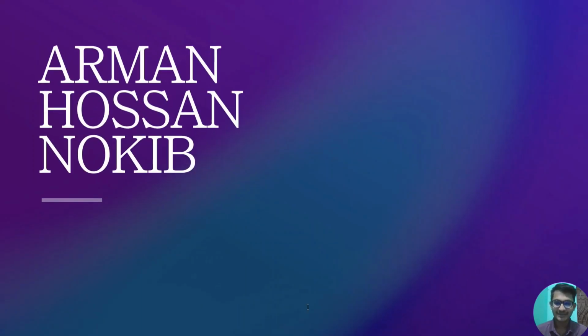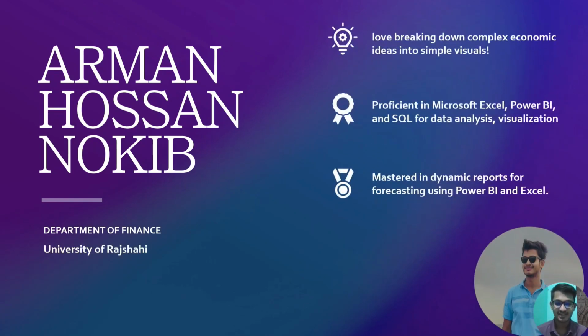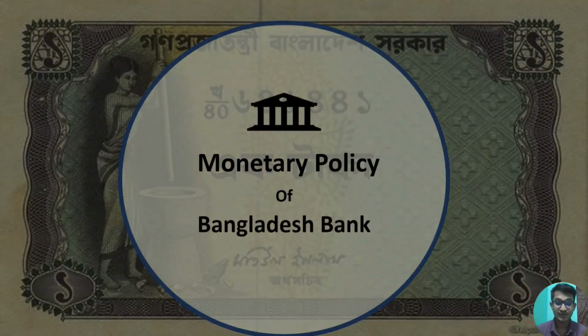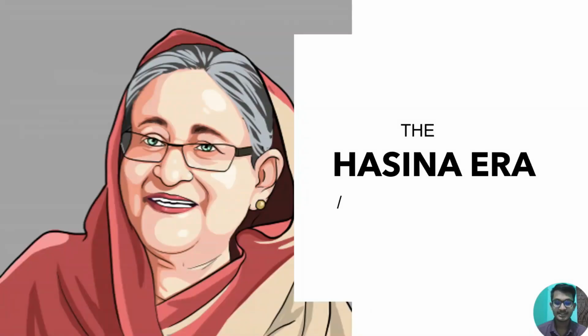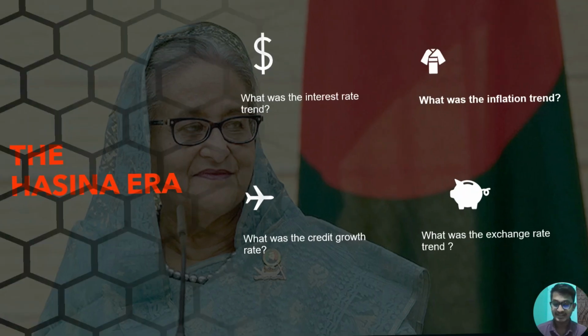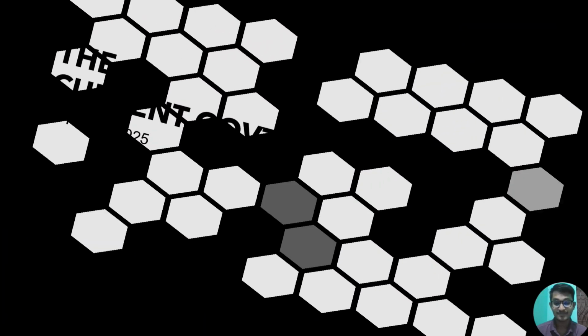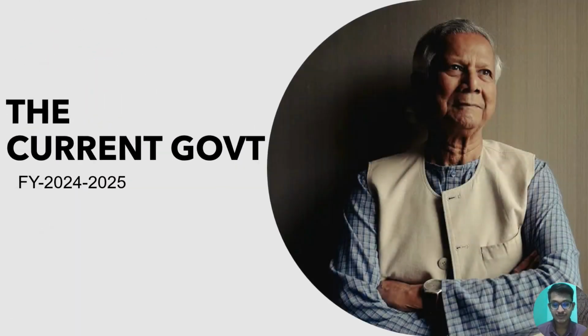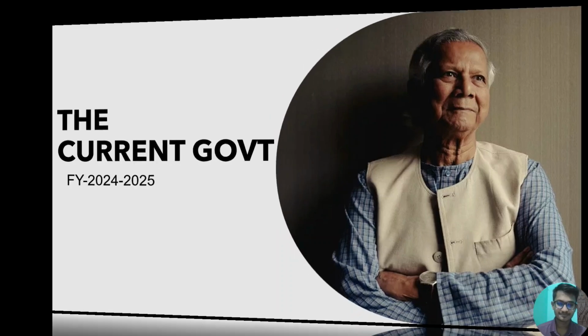My name is Arman Hussain Nokib and I am currently studying at the Department of Finance at the University of Rajshahi. Today I will be presenting an overview of Bangladesh Bank monetary policy, focusing on changes during the Hasina era. In that era, what was the interest rate trend, what was the inflation trend, what was the credit growth rate, and what was the exchange rate. And I will be comparing that with the current government policy stances and the reforms needed to strengthen the financial system. My goal is to break down complex multi-policy issues into clear points.